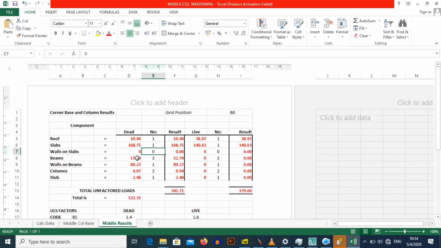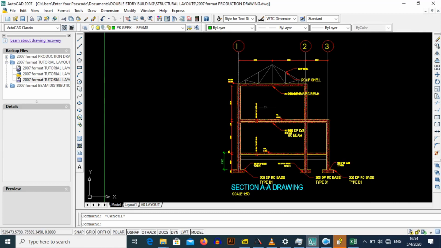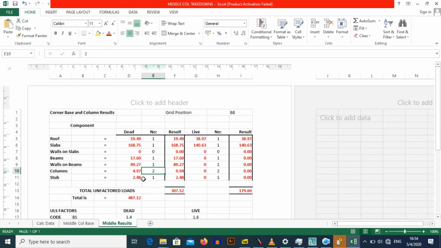And then the next thing is walls on slabs. I have 0. Then how many beams do I have? Since I already keyed in both the eaves beam and the first floor beams combined, I'm going to have 1 set. Then walls on beams, I'm going to have 1 set as well. So number of columns, I'm going to have 2, because as you can see, we have a column on this level and a column on this level, a column all the way to the first and a column all the way to the eaves, so we have 2. And then number of stub columns, we have 1.